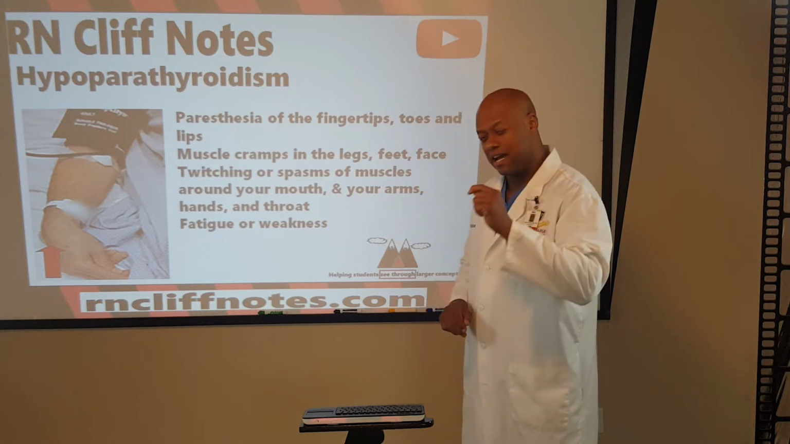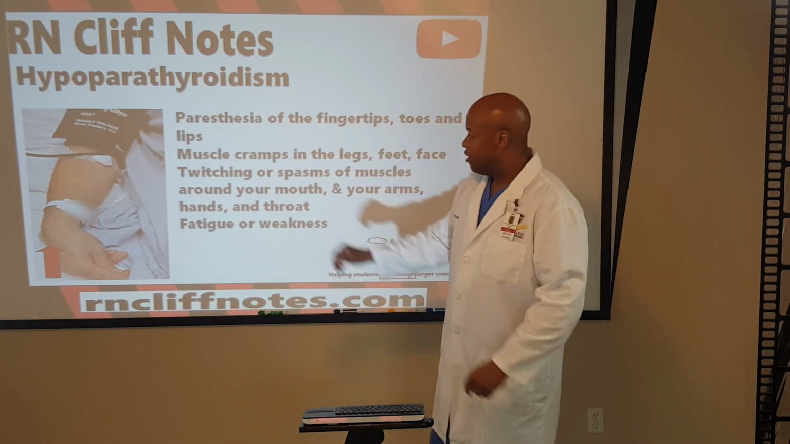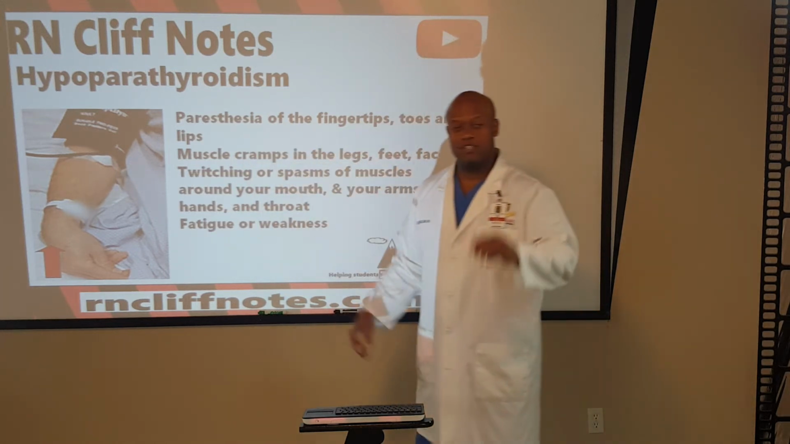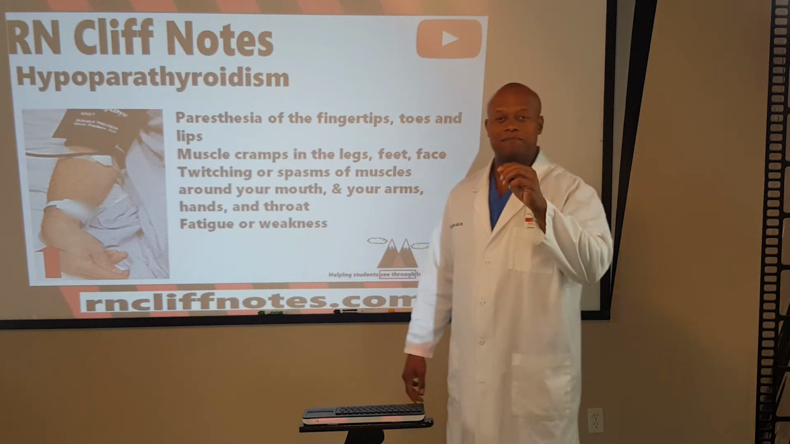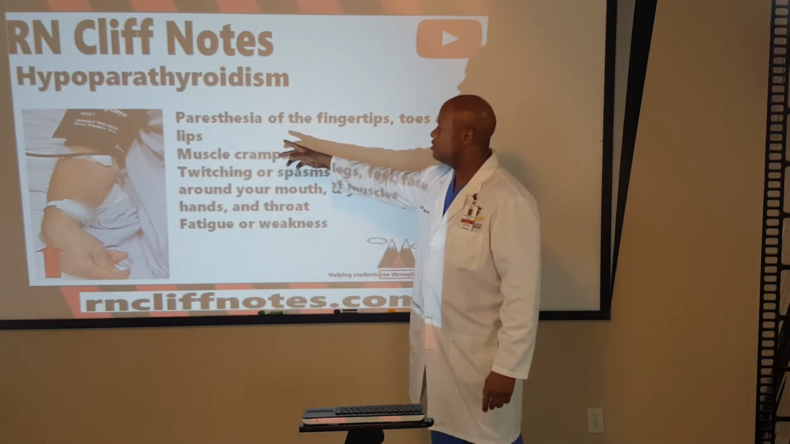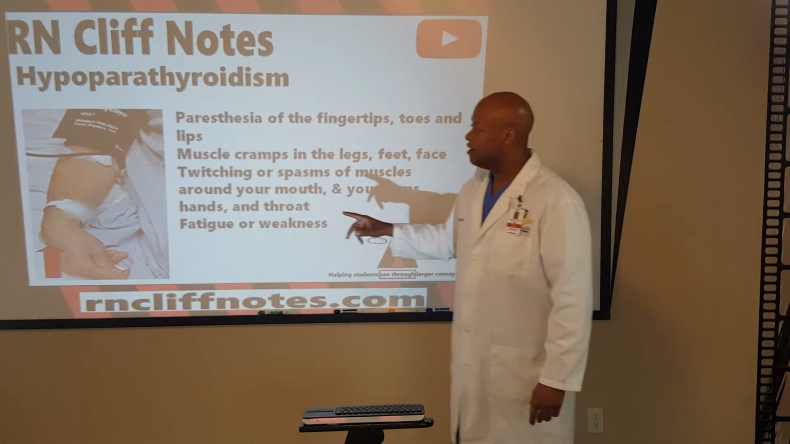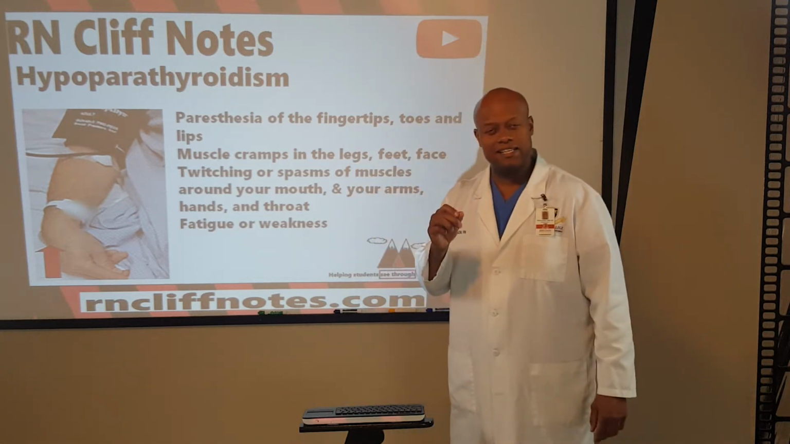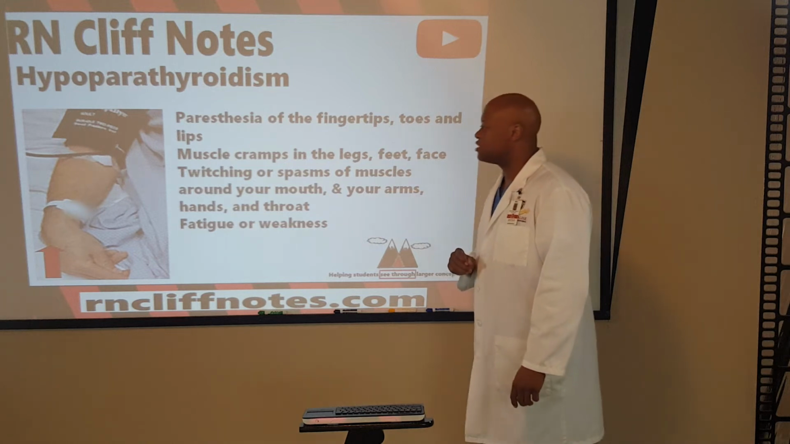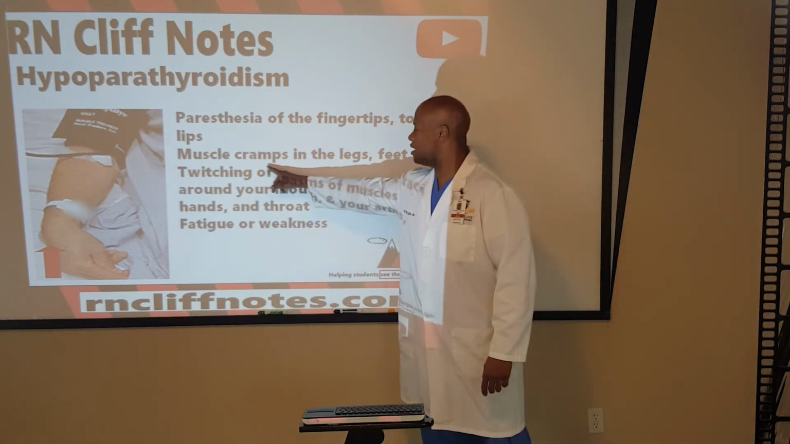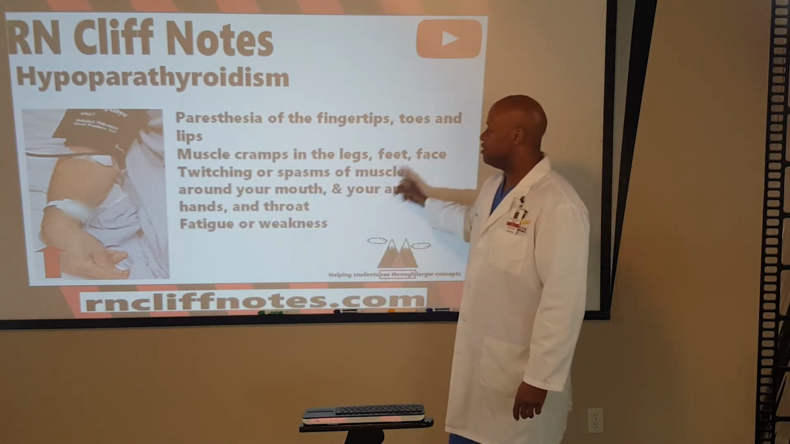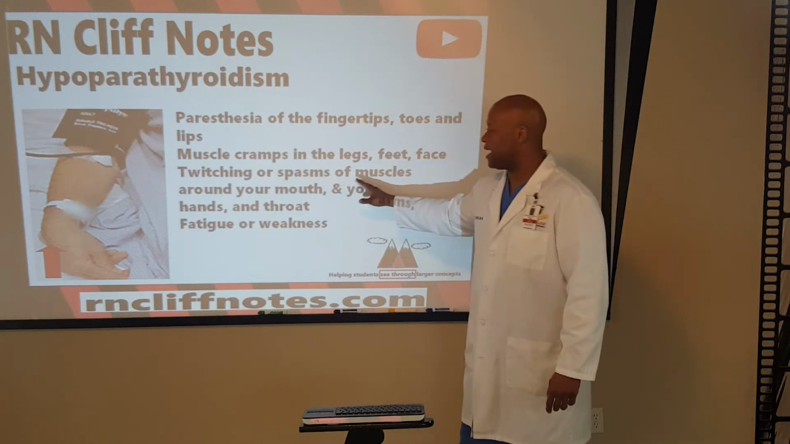All right, so this time, the symptoms, we have paresthesia, which is just numbness and tingling, right? So paresthesia of the fingertips, toes, and lips. All right, so numbness and tingling, fingertips, toes, and lips. Muscle cramps in the legs and feet. Twitching or spasms of the muscle.